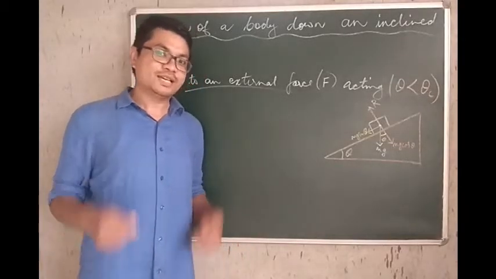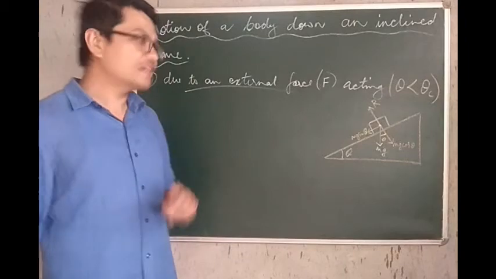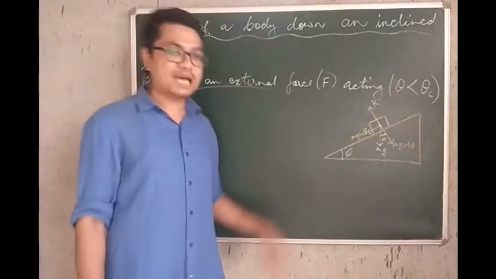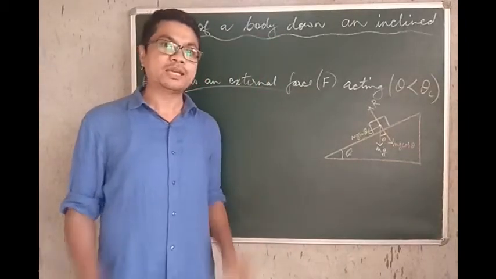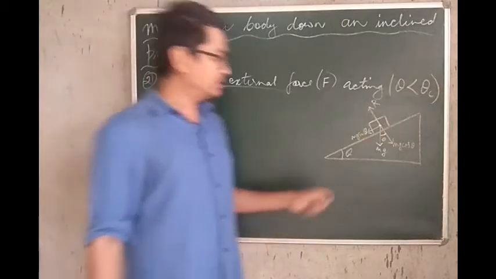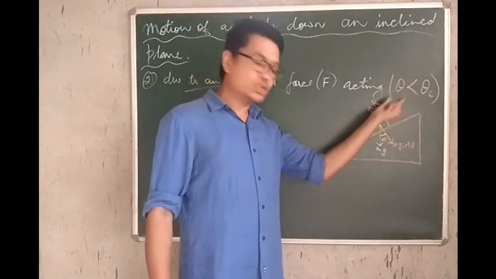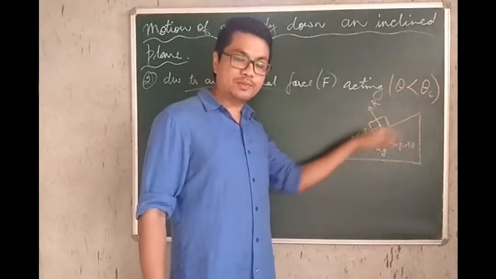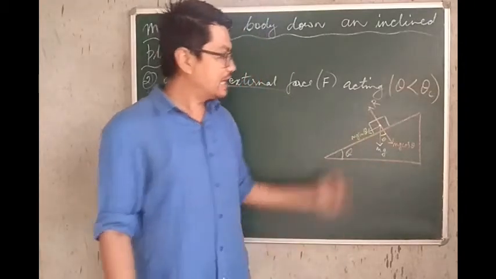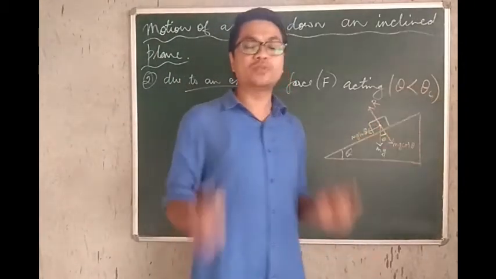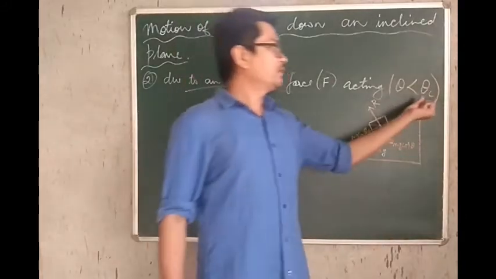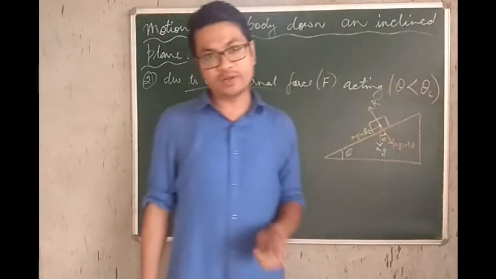Hello class 11. Today we are going to discuss the second part of motion of a body down an inclined plane. And this second part deals with the angle of inclination theta of the inclined plane with respect to the horizontal, of course, being lesser than the angle of repose. Mind you, theta c is the angle of repose.